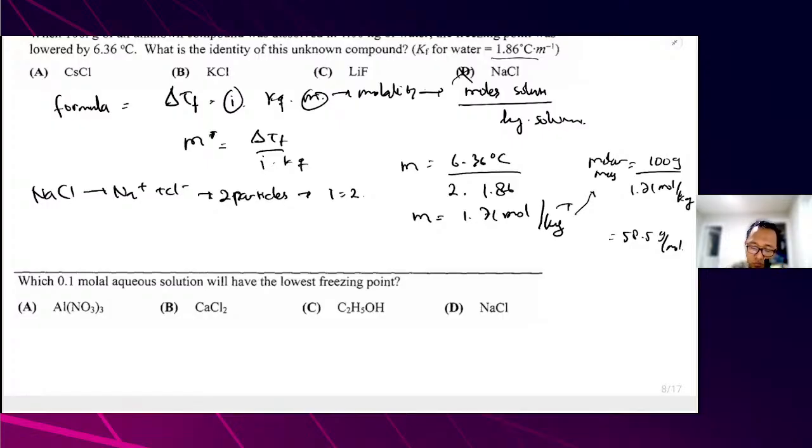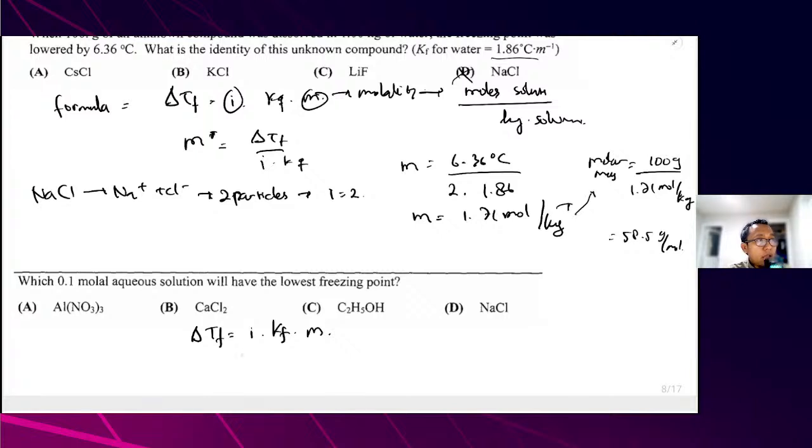Now, second question: which 0.1 molal solution will have the lowest freezing point? Just check the concept again. Delta Tf will be i Kf m. Just remember this equation.